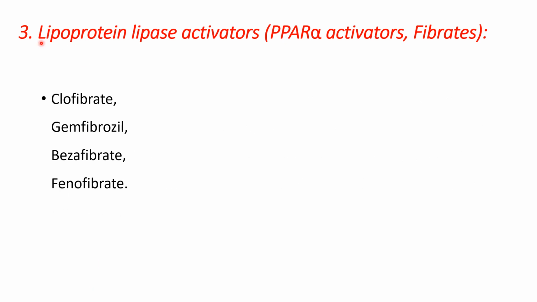Now, the next class of drug is lipoprotein lipase activator, which is also called fibrates. These are the class of drug, that is clofibrate, gemfibrozil, bezafibrate and fenofibrate. So what happens here? This fibrate is an agonist to PPAR alpha. PPAR alpha is nothing but the peroxisome proliferator activated receptor.